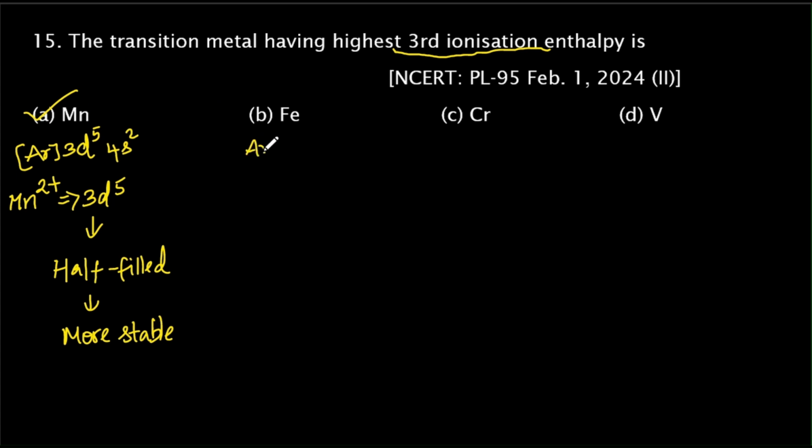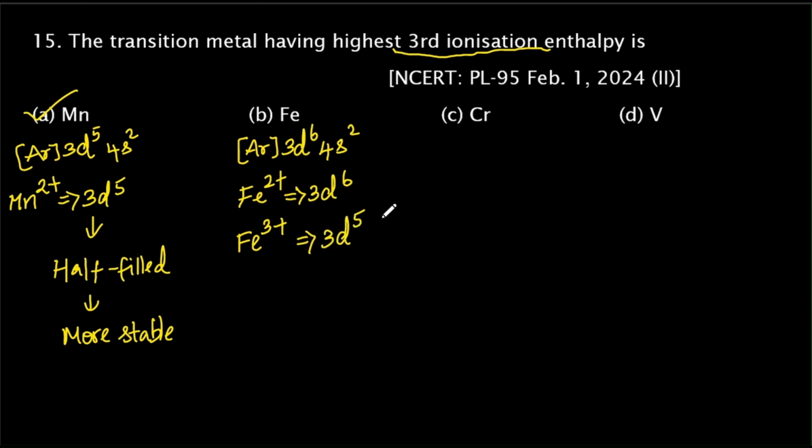Iron has the configuration, core argon configuration 3d6 4s2. So in +2 oxidation state, it has the configuration 3d6. Here 3d6 configuration is there, and by the removal of the third electron only, it is going to become 3d5 configuration. So it is a half-filled configuration. So here the energy required will be very, very less, because after the removal of the third electron, it will acquire stable configuration. Then going to the next one, chromium, core argon configuration 3d5 4s1.